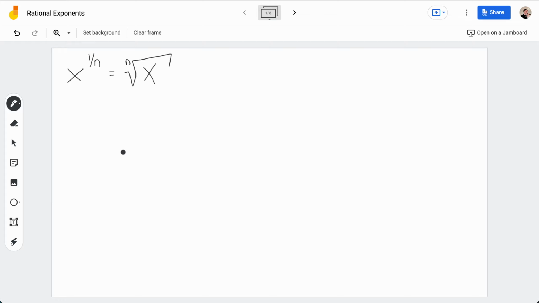Okay, so let's put numbers in here. Let's say I have 2 to the 1/3 power. What this means is you are taking the cube root, or the third root, of 2. These two things are the same. So that means that we know the square root of 16 is 4. But another way that I could write this is 16 to the 1/2 power is equal to 4. So these are the same things.